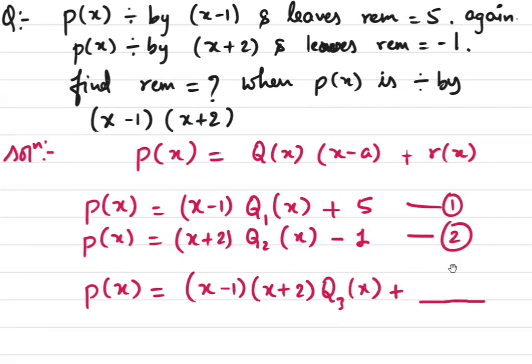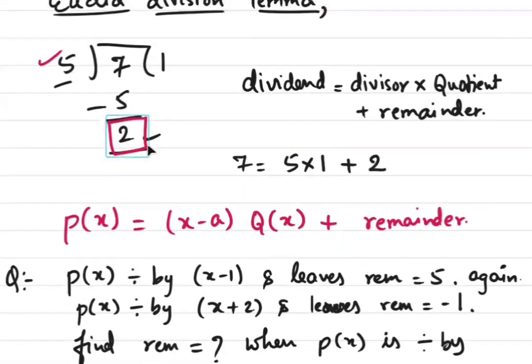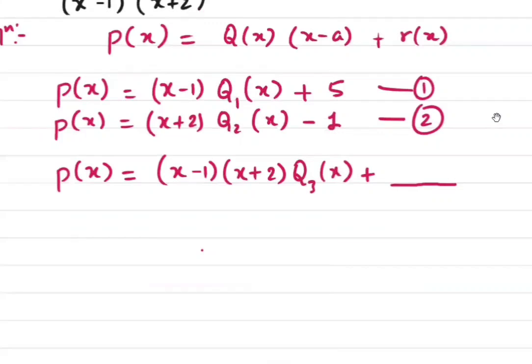So now again, let's go back and see this important fact. When do we stop the division? When the remainder is less than the divisor. When we talk about polynomials, if the divisor is linear, then the remainder degree would be 1 less than this. Here the divisor is quadratic, as x minus 1 into x plus 2 is quadratic. So what will be the nature of the remainder? It has to be linear, and linear means ax plus b.